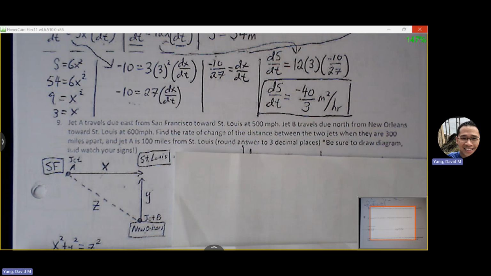What do you expect out of dz/dt? What's happening to z as time passes? As jet A and jet B get closer towards St. Louis, what's happening to the z? Decreasing. So we also expect dz/dt to be negative as well. Right? So in this case, all the rates are going to be negative because the triangle is closing in, right?